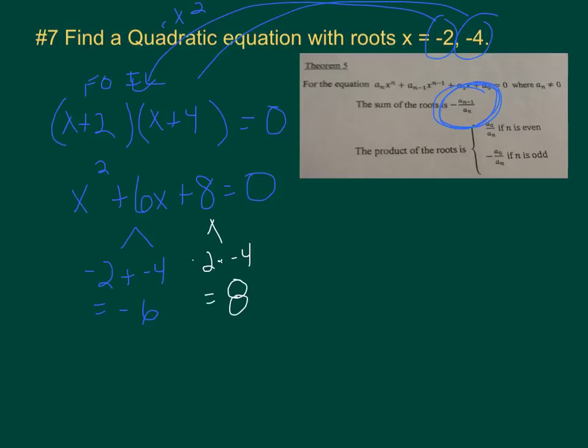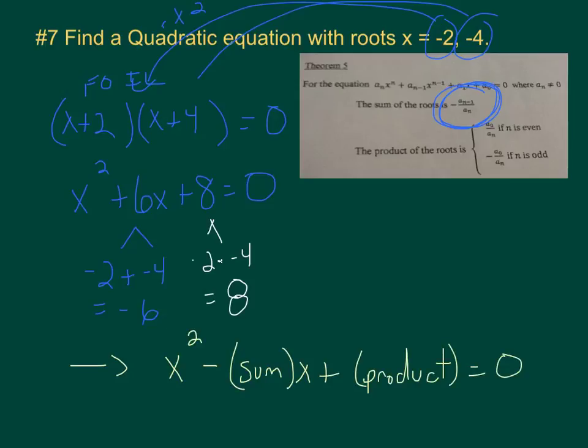So for quadratic polynomials, it's real simple. It's always x squared minus the sum of the roots times x plus the product of the roots equals 0 every single time. It's minus the sum of the roots, remember, because you have to do the opposite of the sum. All right, we're going to use this to help us out in the next video.